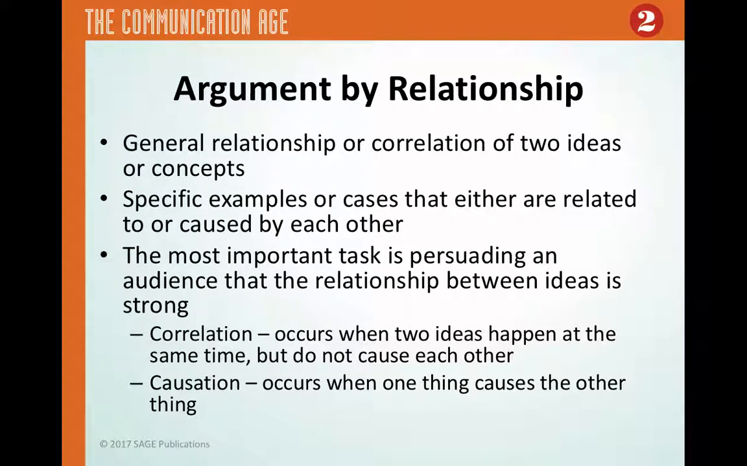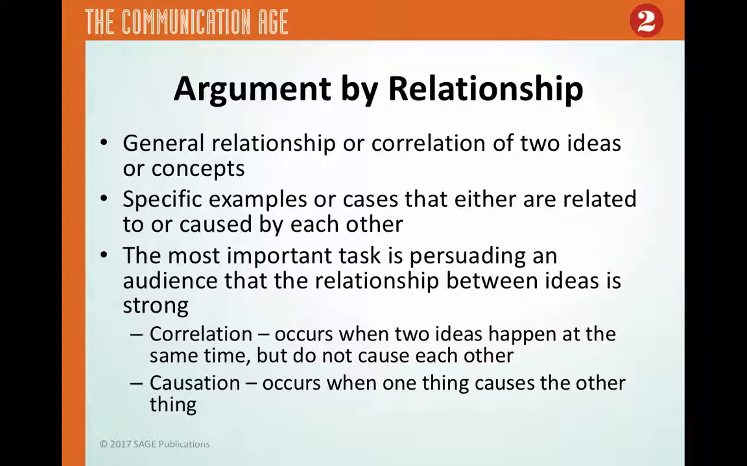And then finally, argument by relationship. This is when there's a general relationship or correlation of two ideas or concepts. This is when you're taking your argument or topic and relating it to something else. This is where you use specific examples or cases that are either related to or caused by each other. So again, smoking leads to cancer. Smoking leads to an increase in the amount of money you spend on cigarettes. It's showing the relationships between A and B to show the outcomes in a persuasive way. The most important task with this is that the relationship between the ideas is strong.